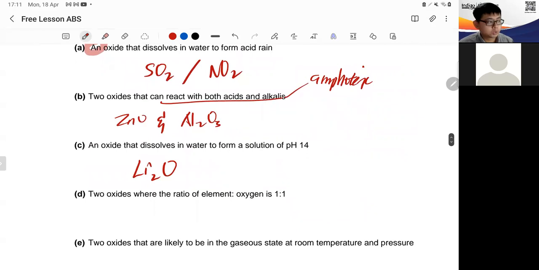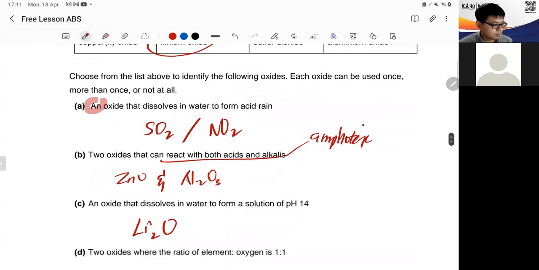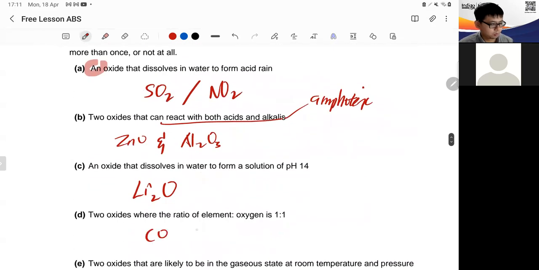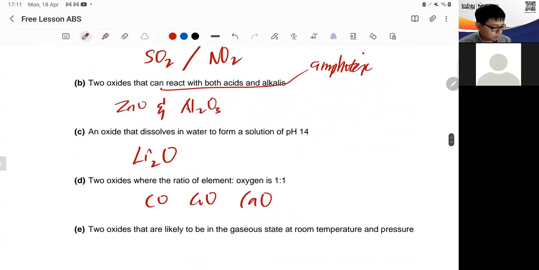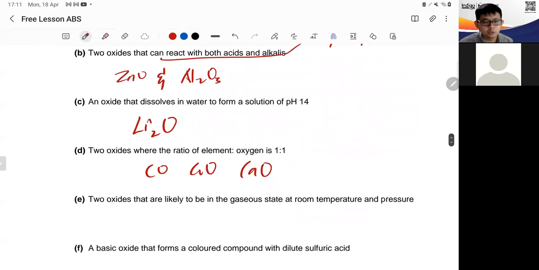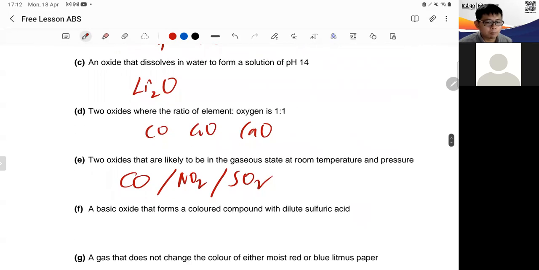2 oxides where the ratio is 1:1. Okay, there's so many of them, right? Carbon monoxide, copper oxide, calcium oxide. So many of them are 1:1. 2 oxides are likely to be gaseous. Generally speaking, your simple covalent non-metal oxides. Okay, any basic compound comes colored.